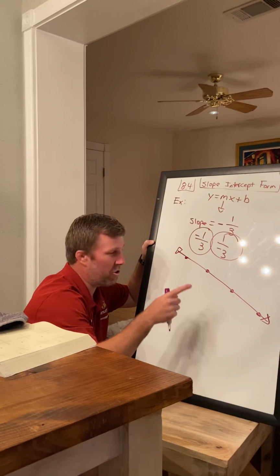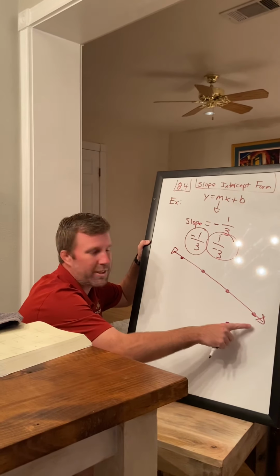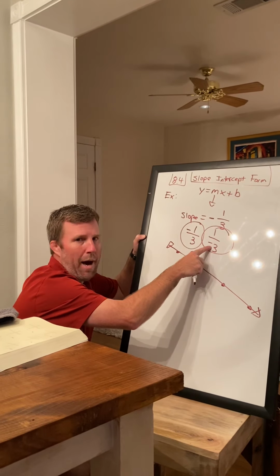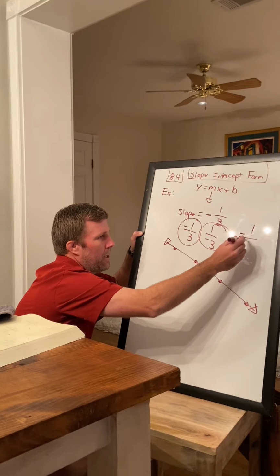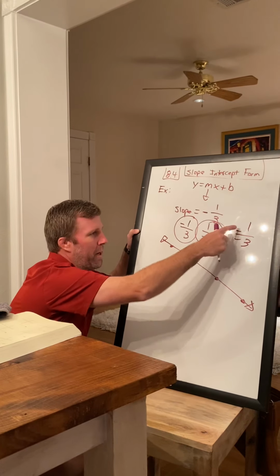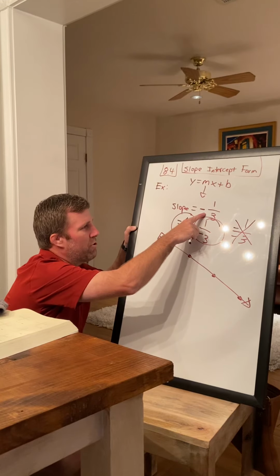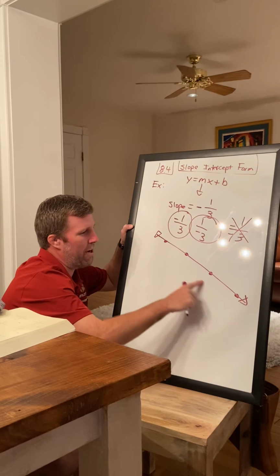So when you have a negative slope, as it goes from left to right, it goes down. And make sure that the negative's either with the top or the bottom, but it can't be with both, because a negative divided by a negative is a positive. So when you see a negative slope, it has to go down from left to right.